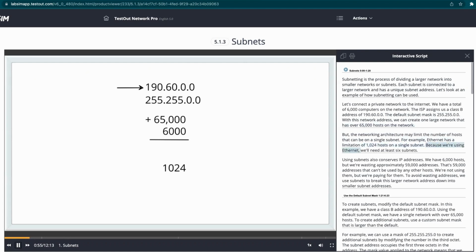Because we're using Ethernet, we'll need at least 6 subnets. Using subnets also conserves IP addresses. We have 6,000 hosts, but we're wasting approximately 59,000 addresses. That's 59,000 addresses that can't be used by any other host. We're not using them, but we're paying for them. To avoid wasting addresses, we use subnets to break this larger network address down into smaller subnet addresses.